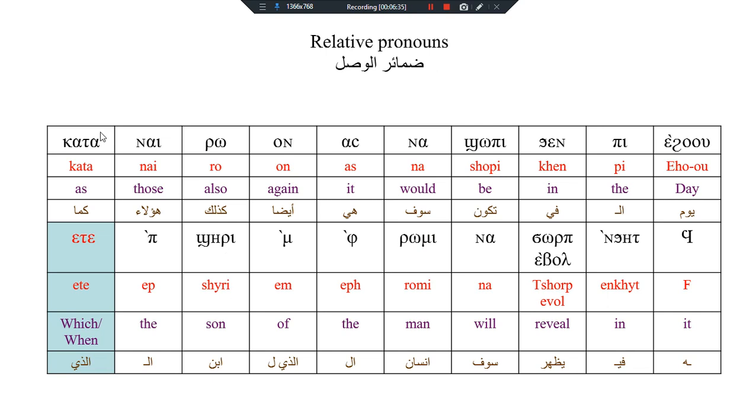Kata means as, naizos ro also on and again, as it means she in past tense, and it in past tense. Na would shobi be, khen in, be the ehu day, eti when or which, if the shiri son, of if the romi man, na will, chorb evolved means reveal, in heat in if it.